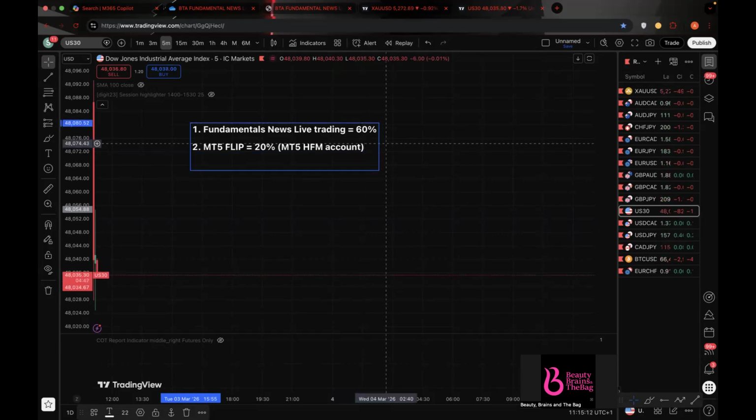Then the last one is going to be MT5 STD, that's MT5 standard. Here you can put the remaining 20%. You open under accounts an MT5 HFM account. So that basically means you have two different MT5 accounts.